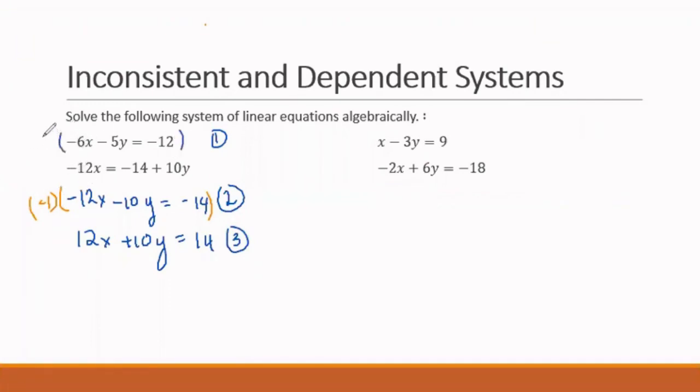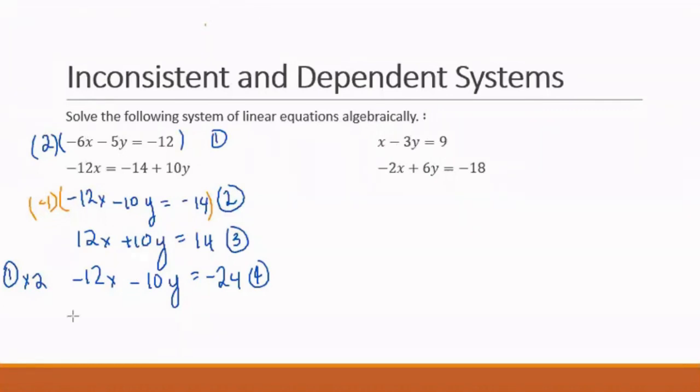Now I'm going to take equation 1 and multiply it by 2. I'd also considered multiplying equation 1 by negative 2, and then I'd only have to do this once, but here we are. So if I take equation 1 and multiply it through by 2, I get negative 12x, negative 10y is equal to negative 24. And that's equation 4. Why did I multiply by 2? Well, it made the x's the same. But you'll notice it also made my y's the same.